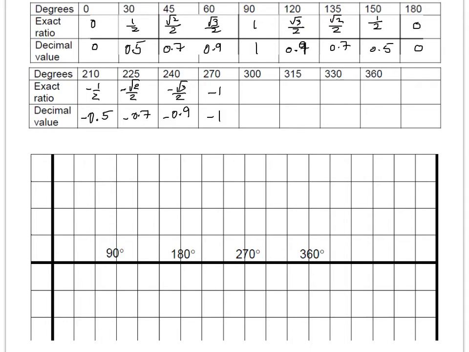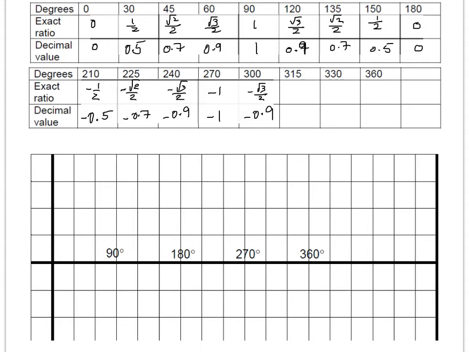300 is going to be in the fourth quadrant, which is 360 minus 60. So the reference is 60 degrees. Sine 60 is square root of 3 over 2. So this is going to be negative square root of 3 over 2, which is negative 0.9.